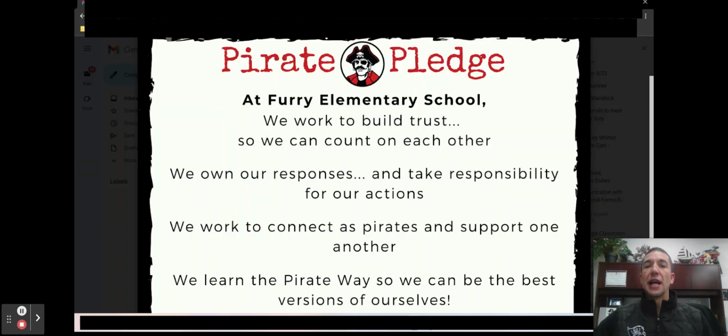At Furry Elementary School, we work to build trust so we can count on each other. We own our responses and take responsibility for our actions. We work to connect as pirates and support one another. We learn the pirate way so we can be the best versions of ourselves.